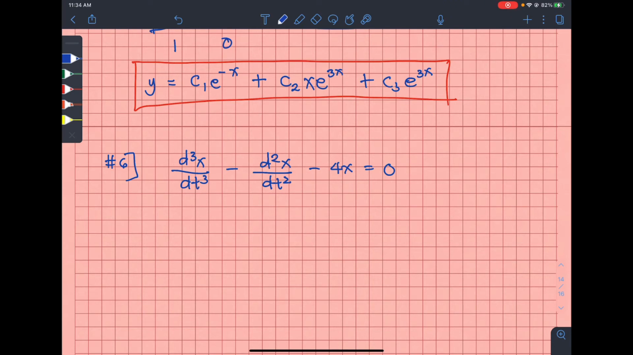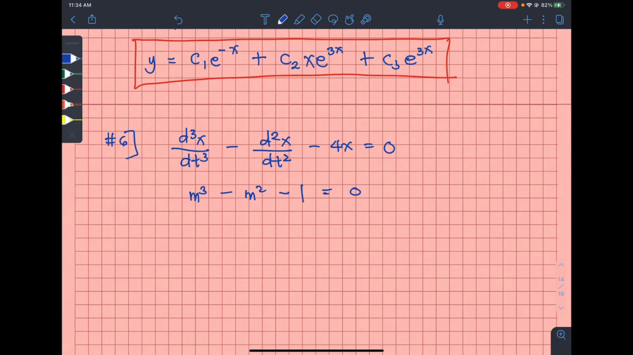So ito notation lang yung difference, no? Pero this is still the same. So palitan mo lang. So this is m cubed minus m squared minus 1 equals to 0. Okay, so m cubed minus m squared minus 1 is equals to 0.